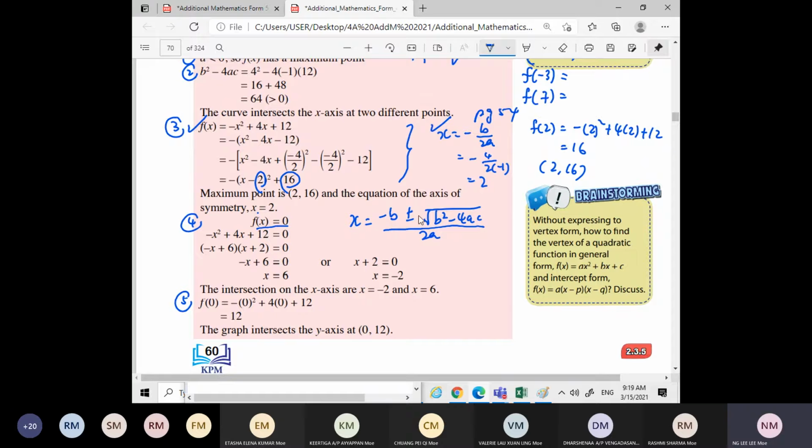Okay, then how about this? Without expressing to a vertex form, how to find the vertex of a quadratic function in general form and intercept form. This one I have answered the question just now. You are using this. If in general form, the x coordinate for the vertex is this. Then for the intercept form, same thing, you can refer back to page 54. Let us go to page 54.